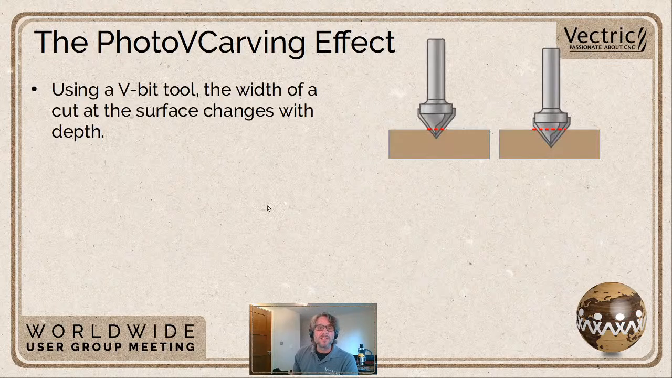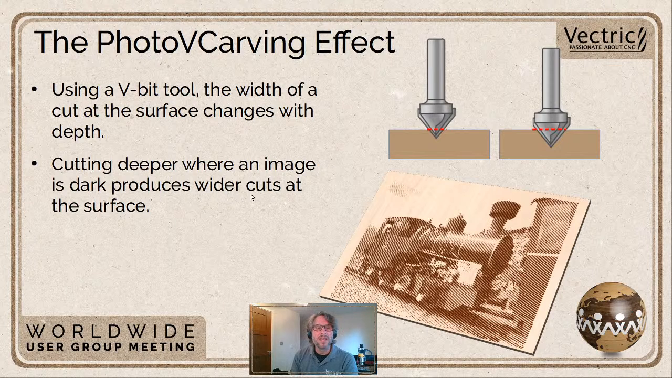Let's just establish the basics. In its simplest form, what we're talking about here is taking a VBit tool and then pushing it in different depths into the surface of the material. And because it's a VBit tool, that means that the width of the cut at the surface will vary with depth. We can use that to our advantage, because if we cut deeper where an image is darker, we produce a raster pass where the cuts will be wider at the darker parts of the image and narrower at the lighter parts of the image.